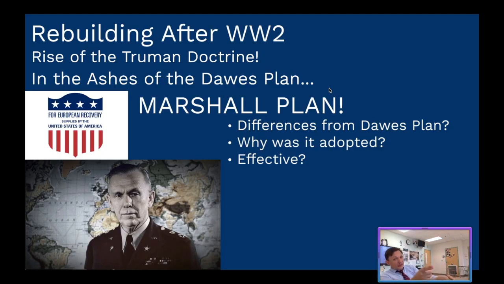But the Marshall Plan is not based on this. The Marshall Plan is direct grants, the giving of money to European countries to rebuild their societies, rebuild their countries, and rebuild their cities and people to establish strong economic and cultural bases that would prevent the spread of communism on their own. Now, of course, why was it adopted? It was adopted to prevent the spread of communism. And the third thing, was it effective?